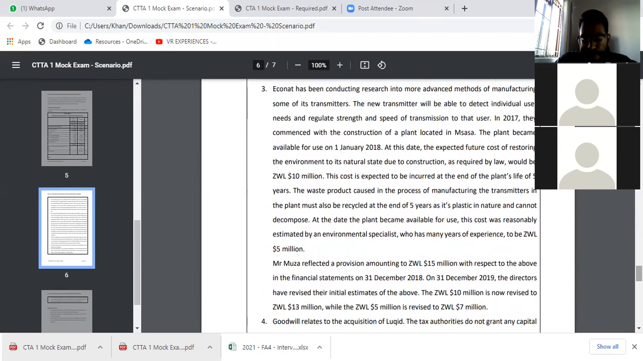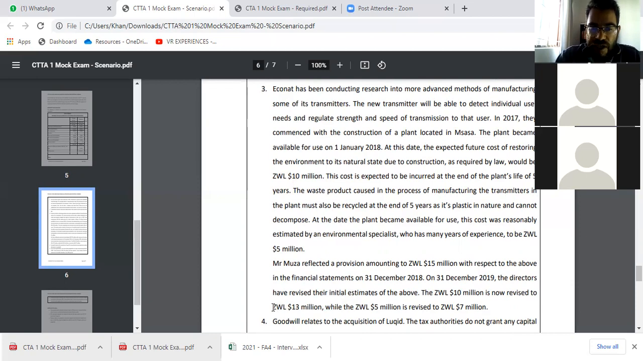So remember I told you, this provision for restoration, if it is the amount that will be incurred in 5 years' time, we need to have a present value today. So we have to present value the 10 million and the 5 million. But the way it looks at it, that is the present value. So there's no need to do any present value calculation, but we still have to incur interest. So we're going to work out the interest using that time value of money calculation.